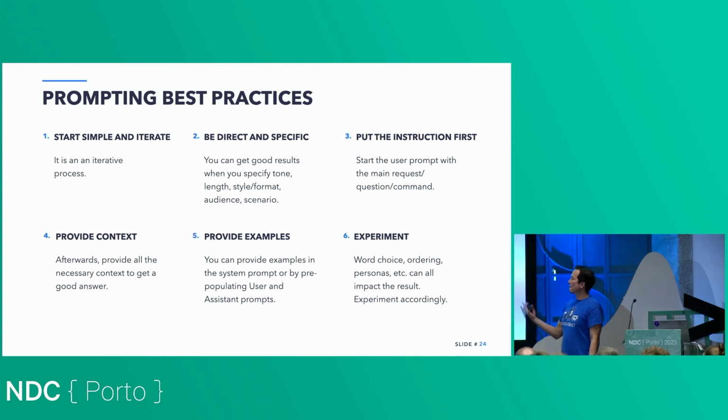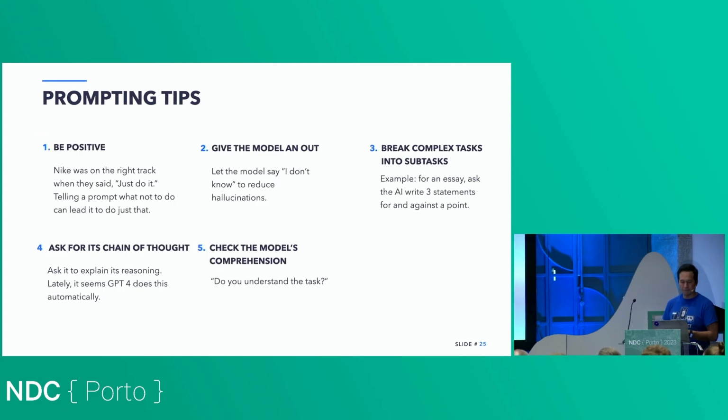Provide examples. You can provide examples in the system prompt or by pre-populating user and assistant prompts. And a lot of folks don't realize that second part, and I'll show that in a second. And then experiment. Word choice, ordering, personas, all of these can impact the results.